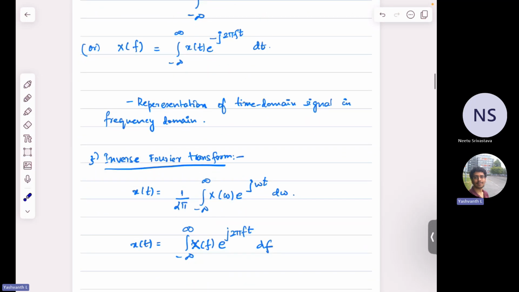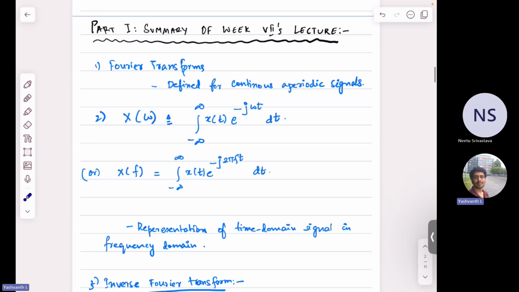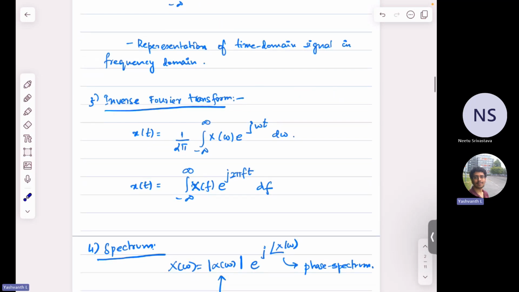Now, having defined the Fourier transform, it is also necessary to understand how to get the inverse Fourier transform. That is, given a time domain signal x of t, if I have computed X of omega, how do I extract my time domain signal x of t? That is precisely carried out by the inverse Fourier transform.